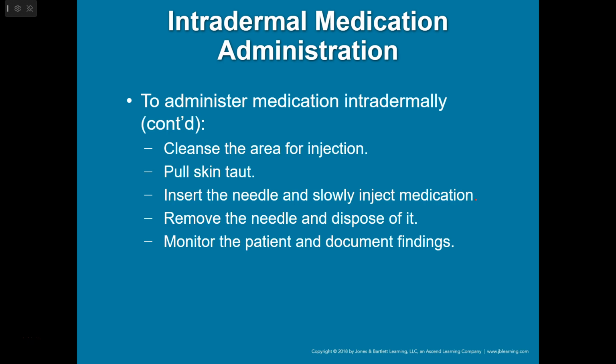Cleanse the area, pull the skin tight, and insert the needle at a relatively low angle, 10 to 15 degrees, just underneath the skin. Slowly inject the medication. You can only give a little bit of medication underneath the skin, though. Otherwise, it's all going to come out when you pull your syringe out. So, TB test, not much else we're going to use that for.